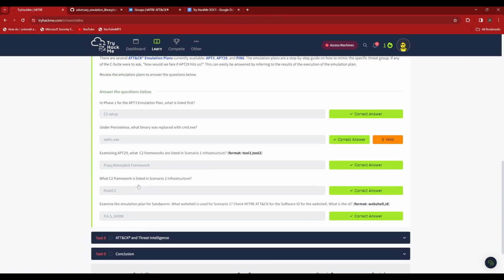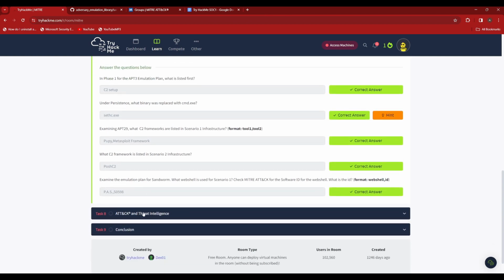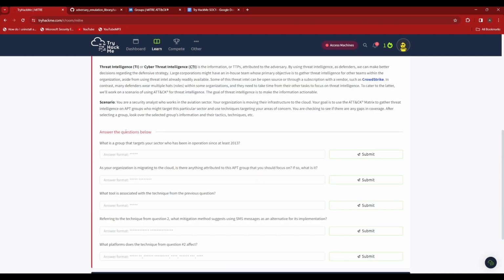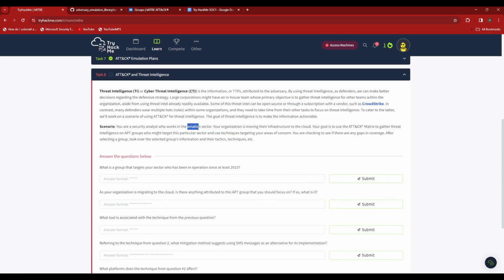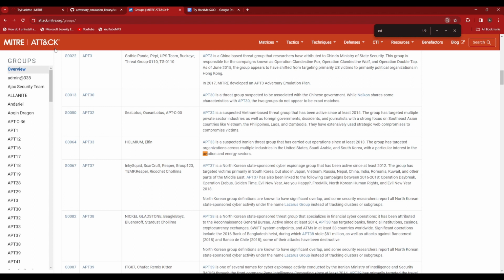And now we're moving on to the final section, which goes on to attack and threat intelligence. The first question asks, what is a group that targets your sector who has been in operation since 2013? And we're in aviation, looks like, and moving towards a cloud infrastructure, which I am very excited about. I do have my AWS Cloud Practitioner, so I do know a little about AWS and the cloud in general. So I came over to the group section on MITRE, looked up aviation using Control F, and I found APT33, which we've heard in the past. So let's see if this is the answer.